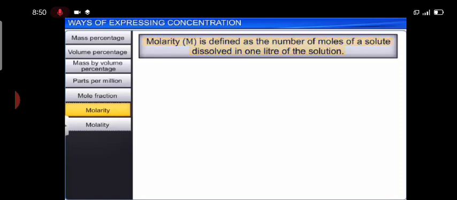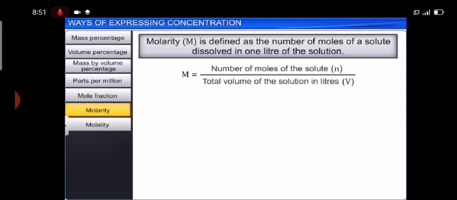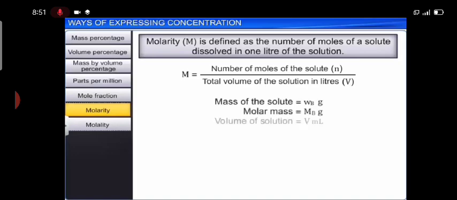Mathematically, the molarity of a solution can be represented as M is equal to n, the number of moles of solute, divided by V, the total volume of the solution in liters. If Wb grams of the solute of molar mass Mb is present in V milliliters of a given solution, then M is equal to Wb divided by molar mass Mb, multiplied by 1000 by V ml.